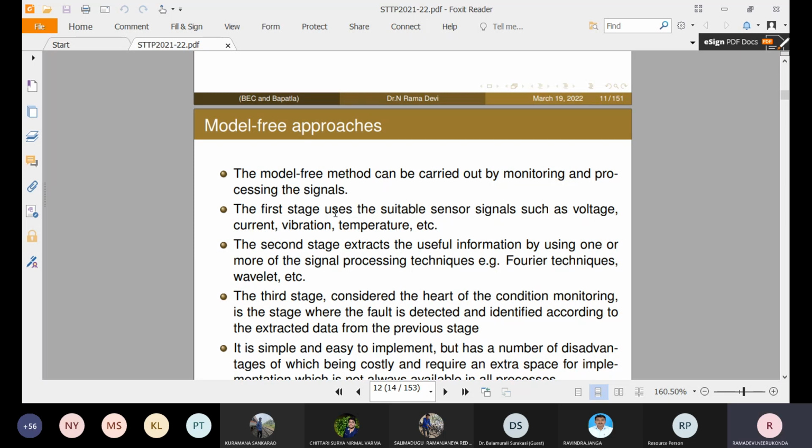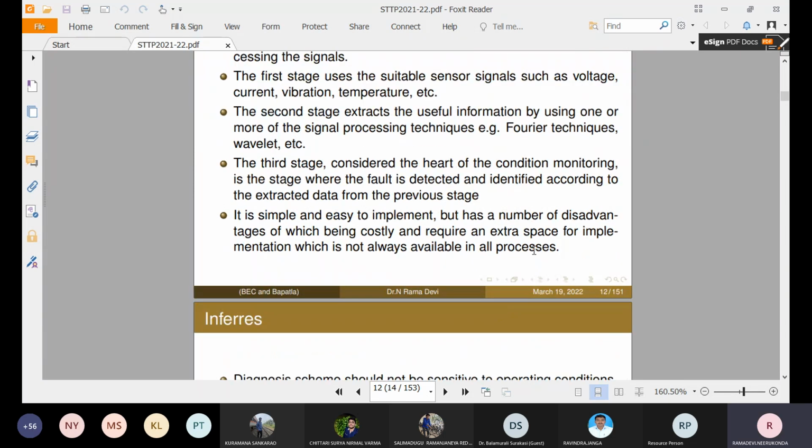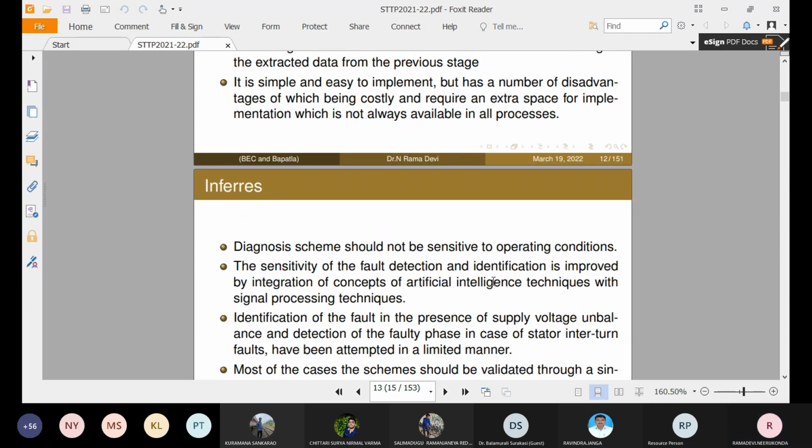So the next stage of operation is identification of the fault, and then classification of the fault. But the cost of implementation of this model-free system is costlier than the model-based system, but it gives more accurate results when compared with the model-based systems.